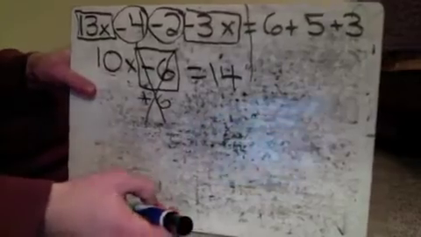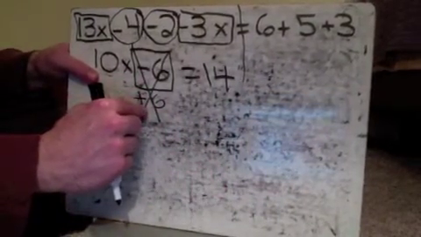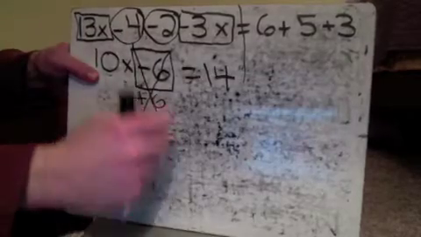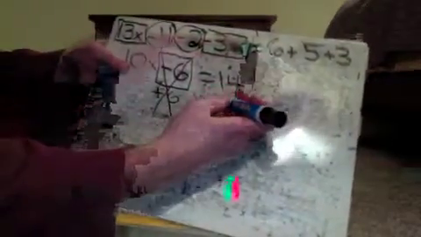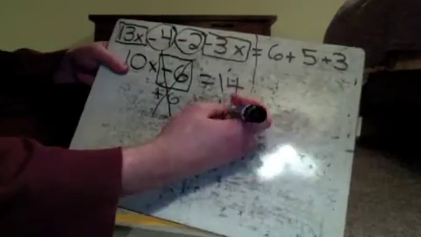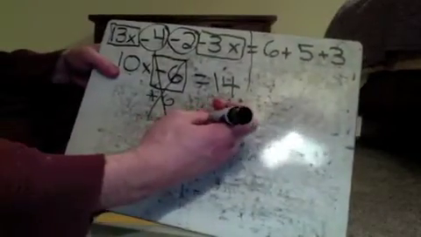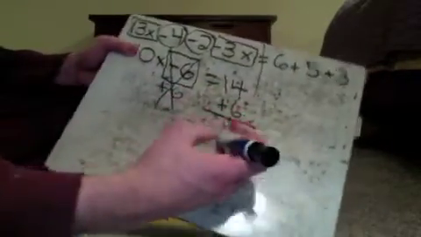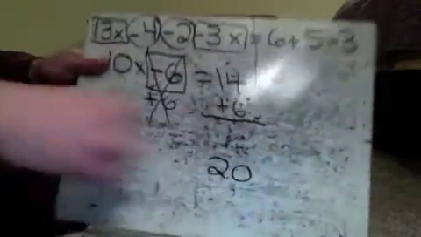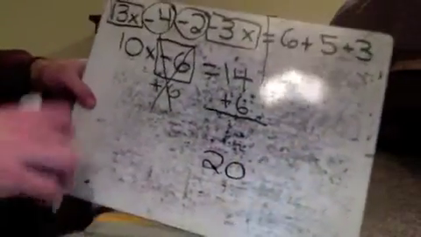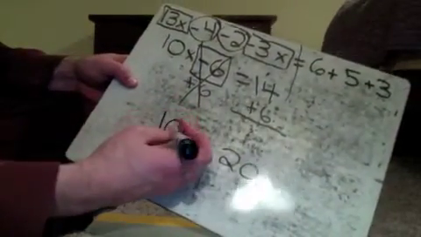Canceled out. Okay. Now the thing is, if I do this to one side, remember you've got to do it to the other side. So if I did plus 6 over here, I've got to do plus 6 over here. So when I do this plus 6, 14 plus 6 is now 20. Okay. Now I'm not quite done yet because over here I still have 10x.